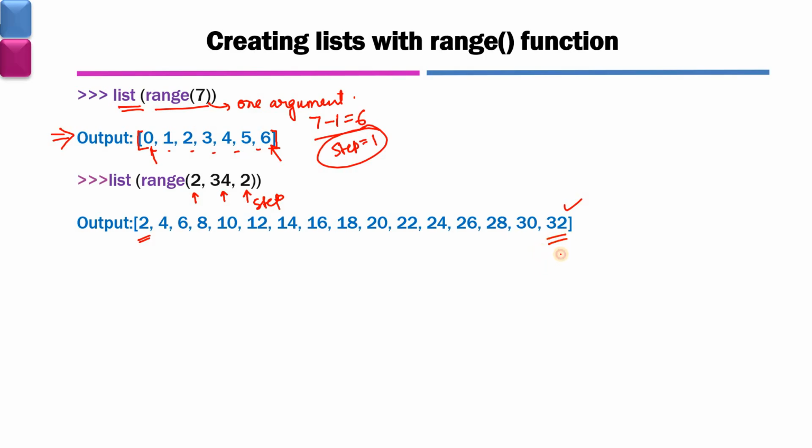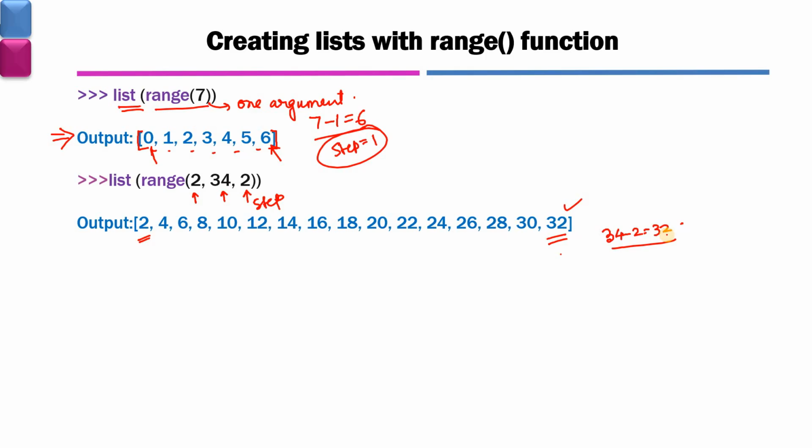That means 2 to 34 is the range output, and since you are converting that to a list, I will write list range 2, 34, 2, and as you can see, you have formed a list out of it. This is the way by which, using the range function, you can create a list.